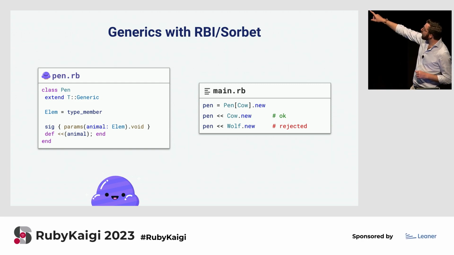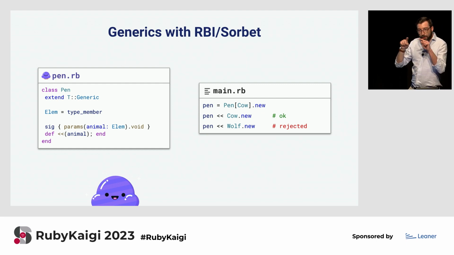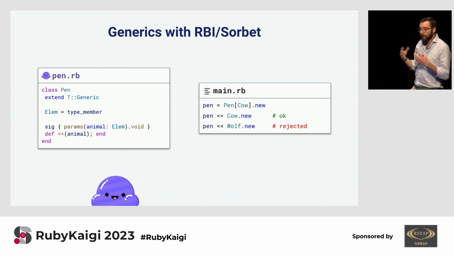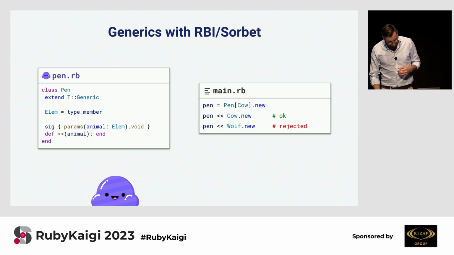Extending T::Generic gives us this magic thing here that in our application code, we can actually pass the brackets directly to pass the type parameter for our pen. So now, no Pen of Cow, we can do Pen[Cow].new, and we have a Pen of Cow, and if we try to put a wolf into it, it's rejected. So both of them support generics.